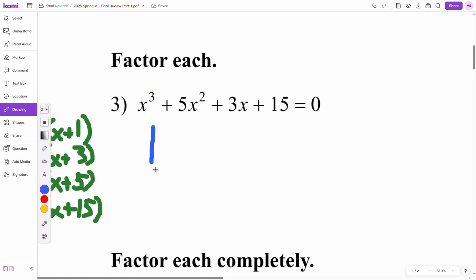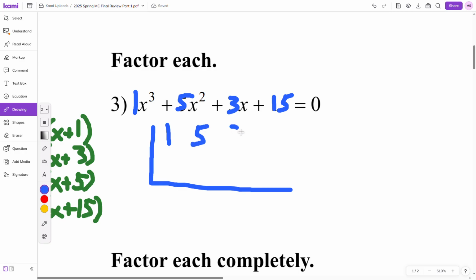Now I prefer synthetic division. I think it's the fastest way to go. So we have here 1, we have 5, we have 3, and we have 15. And so I'm just going to write those numbers in for my synthetic division. And now I'm going to try each one out.